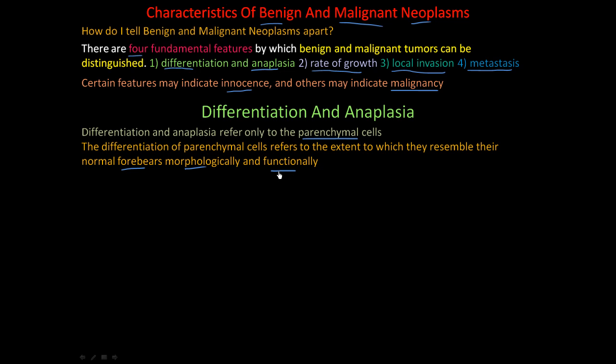So differentiation is this concept, and sometimes it's hard to grasp, and we'll try to explain it the best we can. Differentiation means how well these neoplastic cells in the parenchyma mimic or look like their normal forebears morphologically, so how they look under a microscope, and how they act.